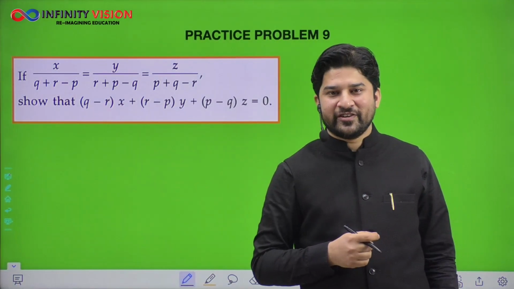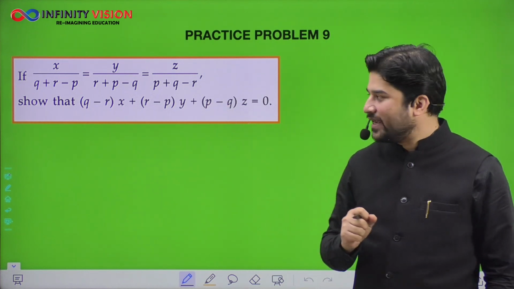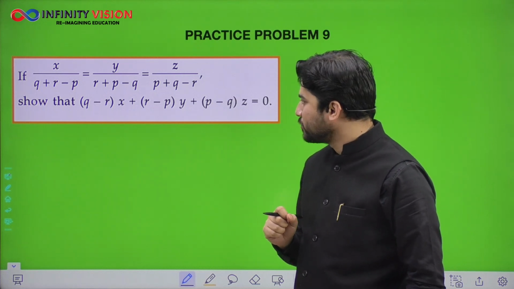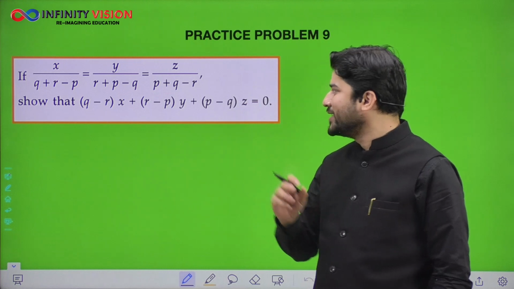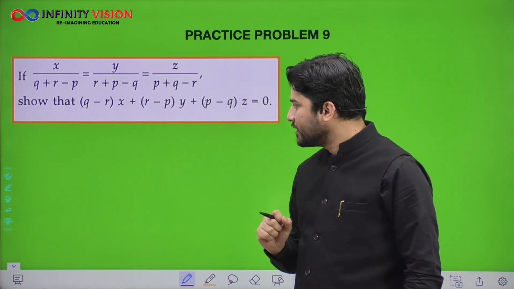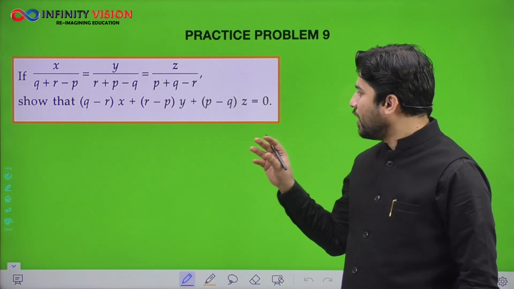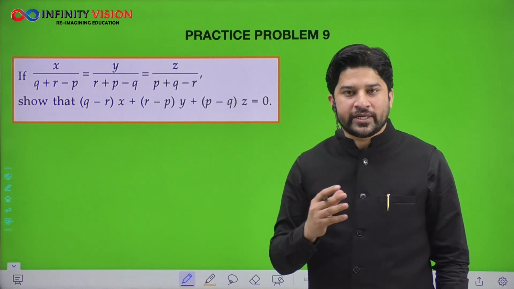So let's see our first problem, that is practice problem 9. The question reads, if x upon q plus r minus p equals y upon r plus p minus q equals z upon p plus q minus r, then show that q minus r into x plus r minus p into y plus p minus q into z equals 0.